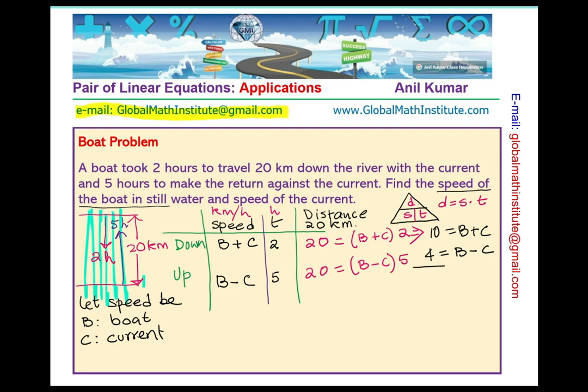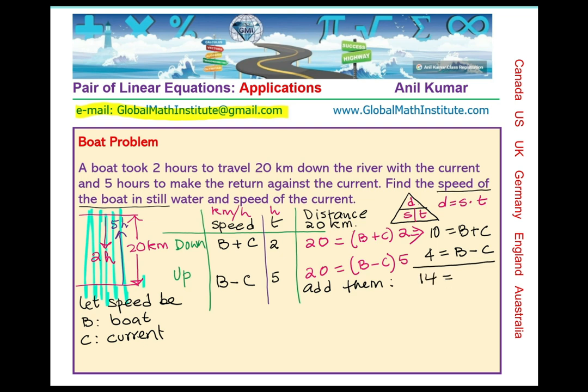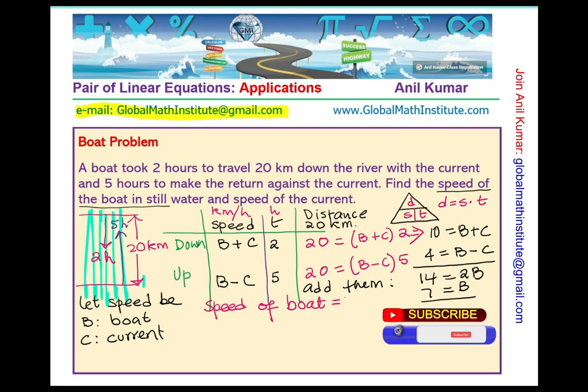Now, what happens when you add them up? So, we'll add these two equations. When you add them, what do you get? 10 plus 4 is 14, and b plus b is 2b. c and minus c cancel, and therefore we have 14 equals 2b. Dividing by 2, we get the value 7 equals b. So the speed of the boat is 7 kilometers per hour, right? So we get one answer, which is the speed of the boat.